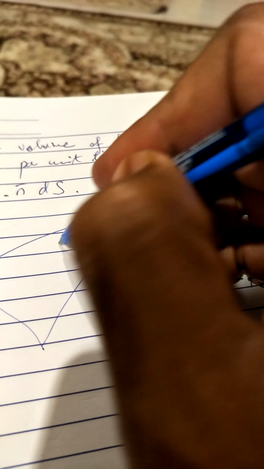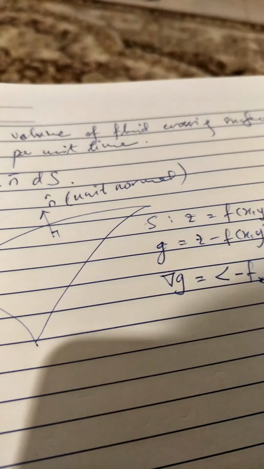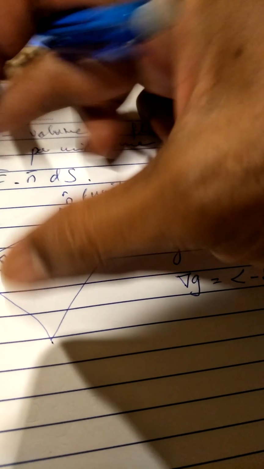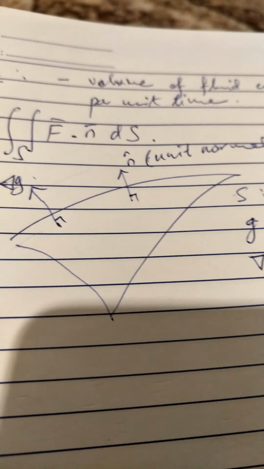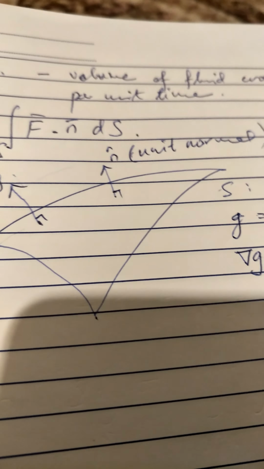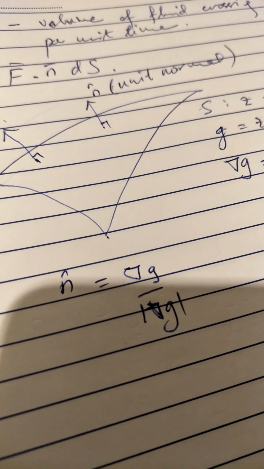So if you want to find the unit normal, which is the unit normal to the surface at that particular point: this is a normal with length not equal to 1, but the unit normal has length equal to 1. So we know that n, the unit normal, is del G over the magnitude of del G. That gives you the normal.